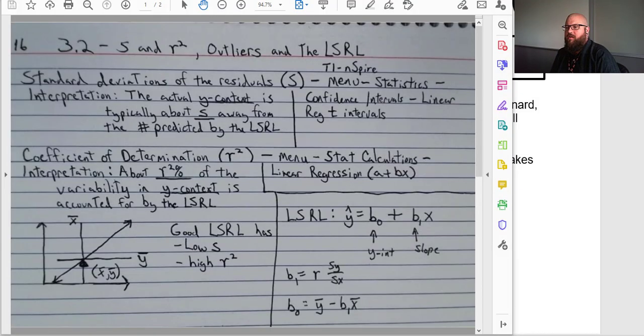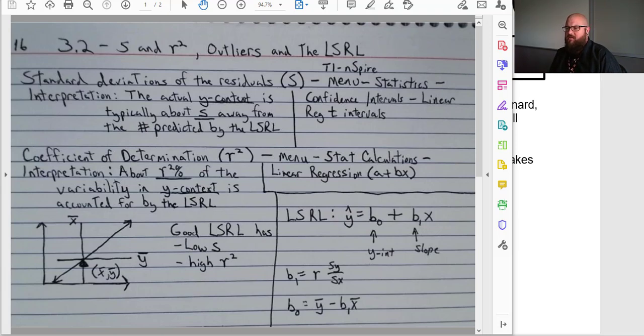Okay, so we're going to cover another section of 3.2 here, and we're going to be talking about the standard deviation of residuals, which is your lowercase s. We'll also be talking about our coefficient of determination, which is your r squared. Talk about some outliers and how they affect the least squares regression line.